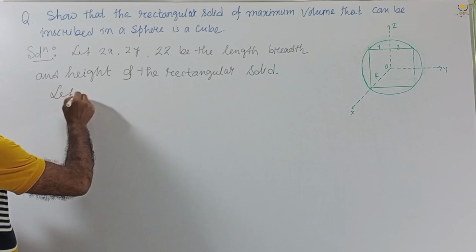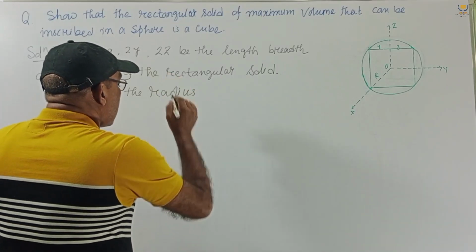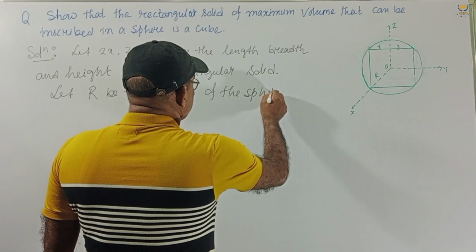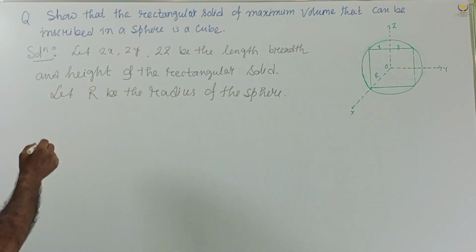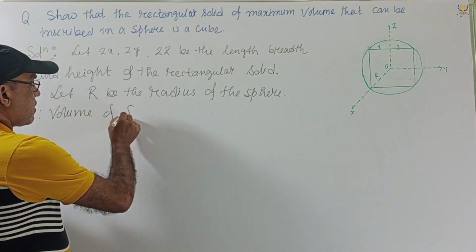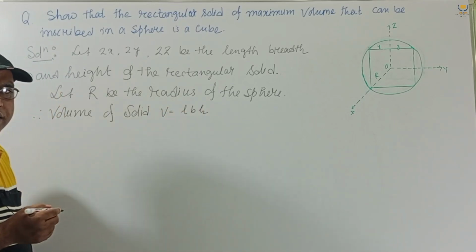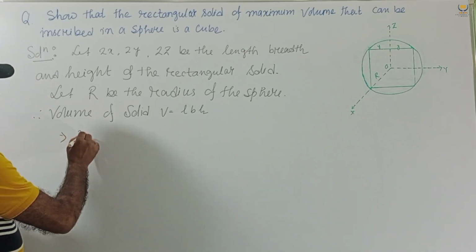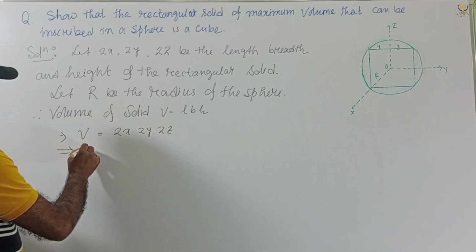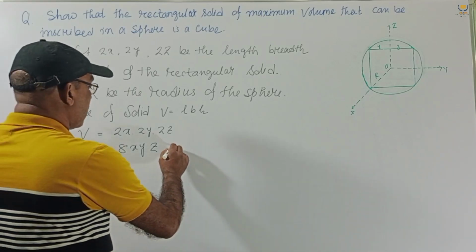Let R be the radius of the sphere. Radius of the sphere is R. Therefore the volume of the solid, V equal to length times breadth times height. This is the volume. So V equals twice x, twice y, twice z, and V equals 8xyz. We get this as the volume.